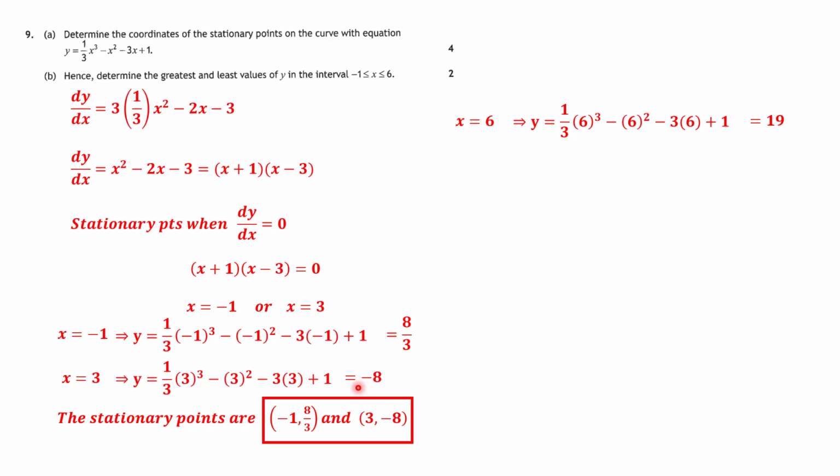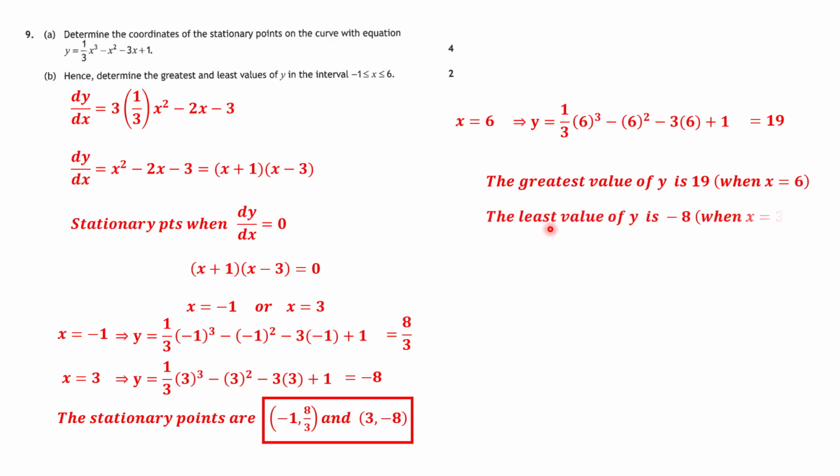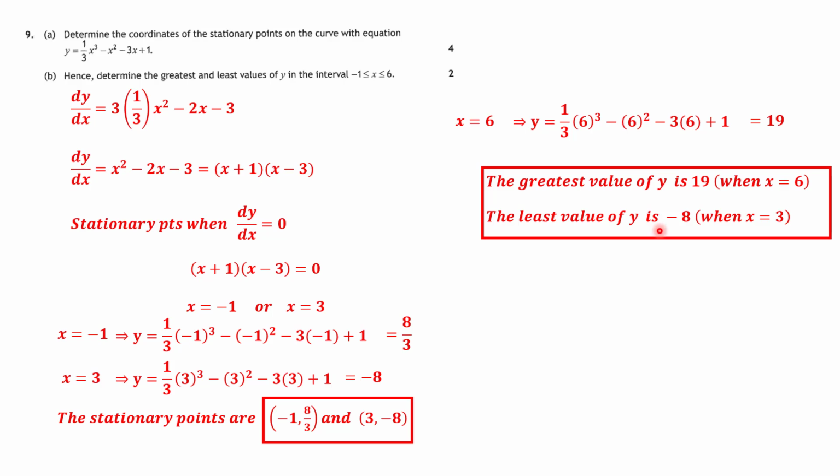Now we have three values. At the extreme left, we've got a value of 8/3. In the middle, we've got -8, and we've got 19 at the right-hand side when x equals 6. So we can conclude that the greatest value of y is 19, that's when x equals 6. And the least value of y is -8, and that's when x equals 3.